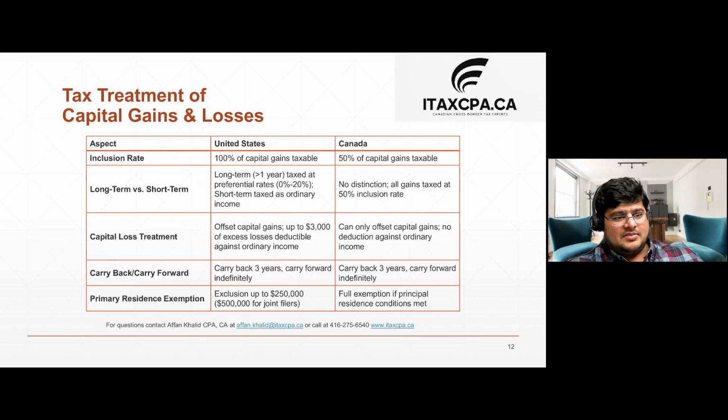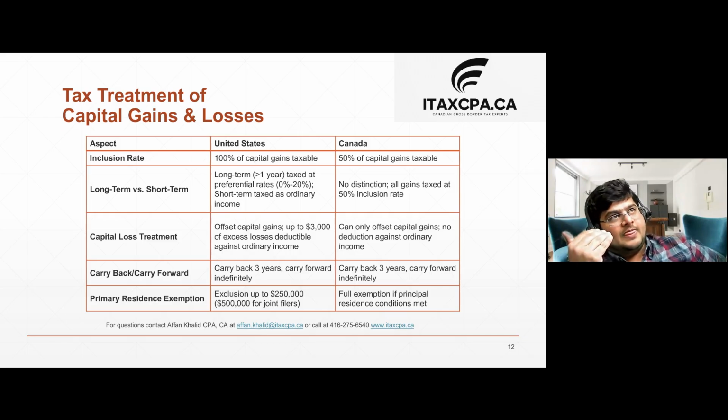And then in the US, there's a concept of long-term and short-term categorization for capital gains, whereas in Canada there is no such distinction between long-term and short-term gains. All the capital gains have an inclusion rate of 50%, and then once the income is included in your income, that portion of income will be taxed at the progressive tax rate, whatever tax bracket you are in.